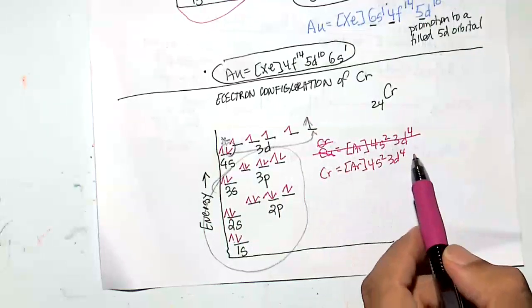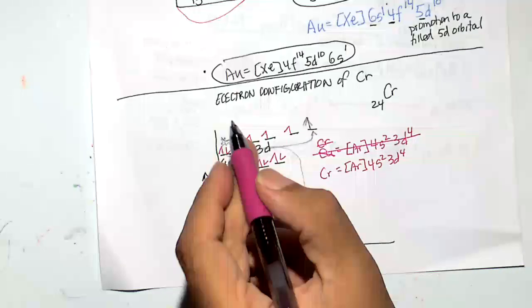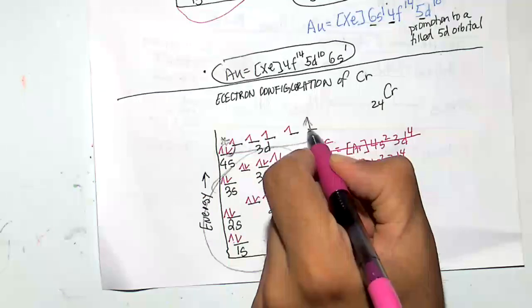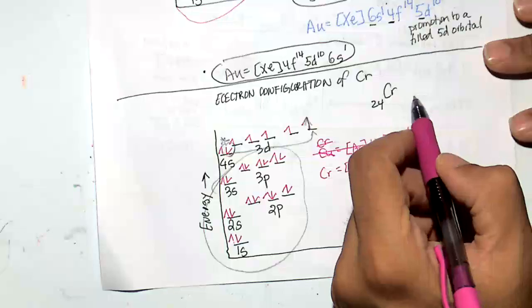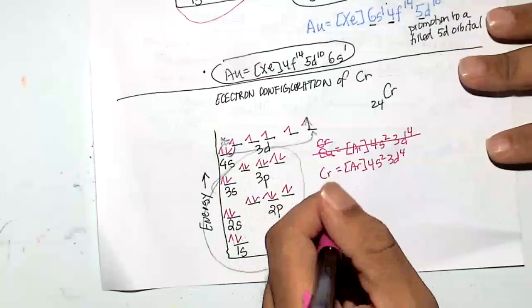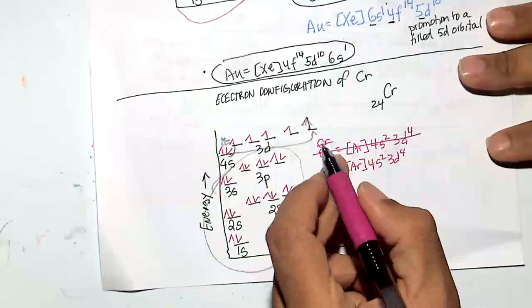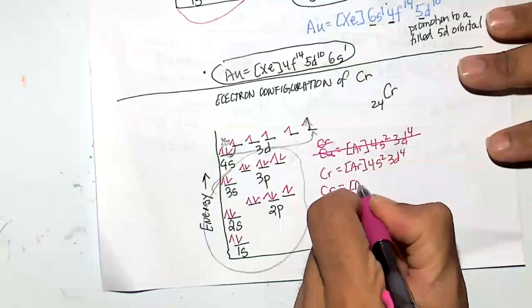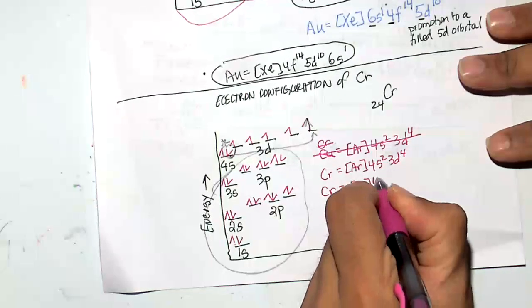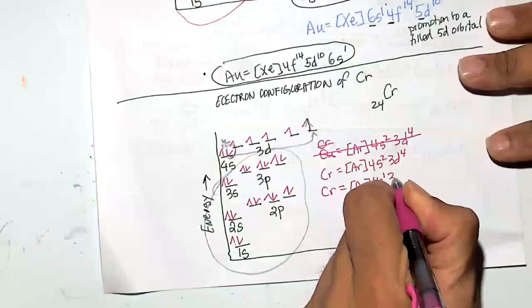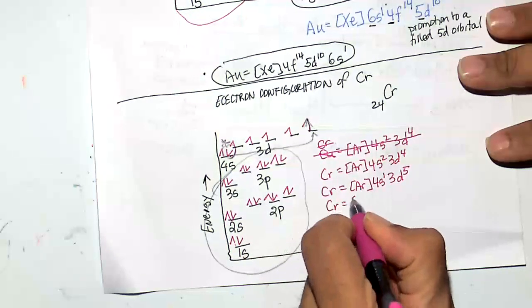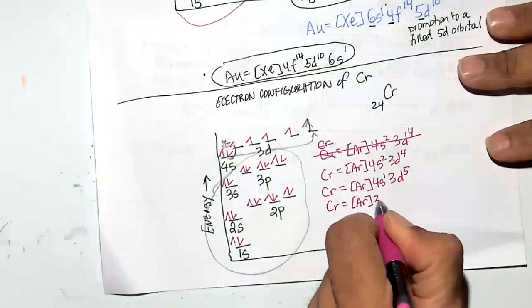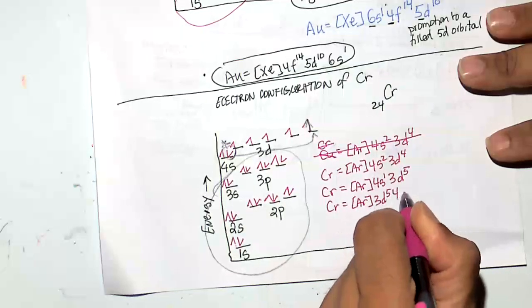So this is not the right electron configuration. What happens is that one of these electrons self-promotes. It just happens by itself. It self-promotes to a half-filled 3d orbital. So the right electron configuration for chromium is argon 4s1 3d5. Now I like doing it in order of the principal quantum number, but both of these are right.